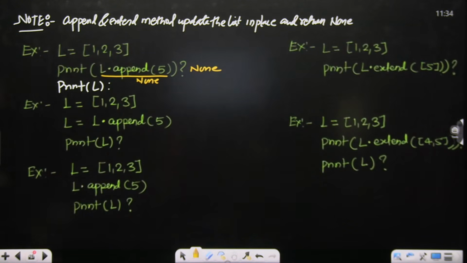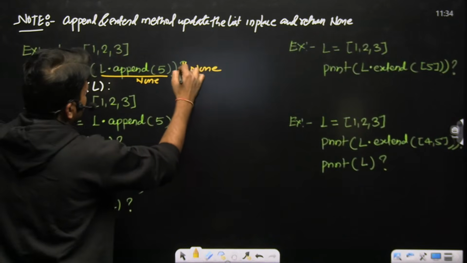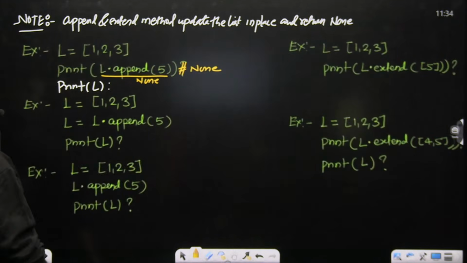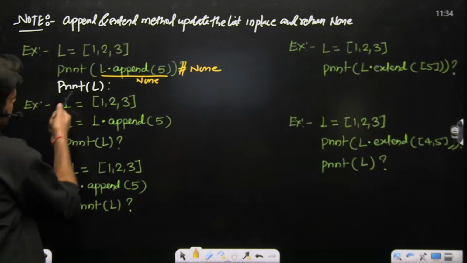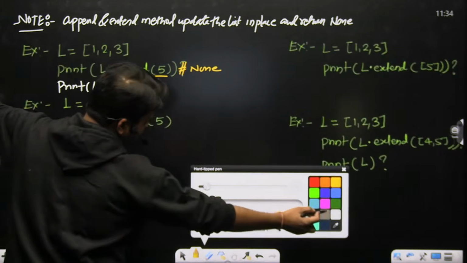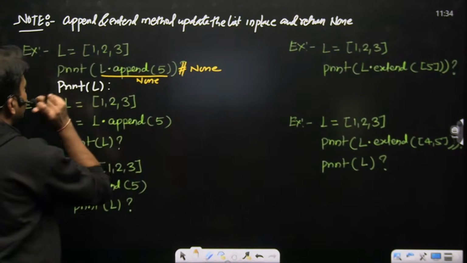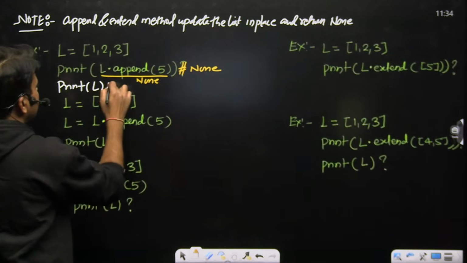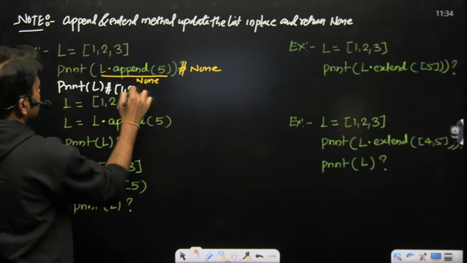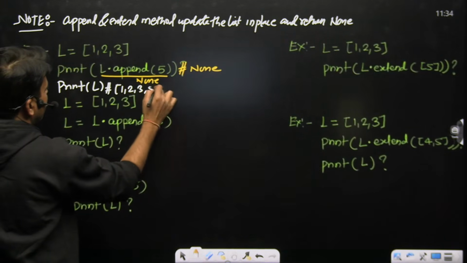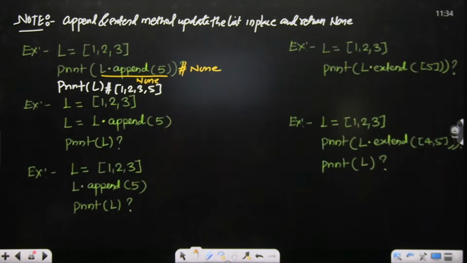Okay. If you directly print this, the output is None. But my dear student, after this I am printing L, then what does it print? L is updated, and the output of this one is, sir, 1, 2, 3, and 5. So it prints 1, 2, 3, 5. Okay.